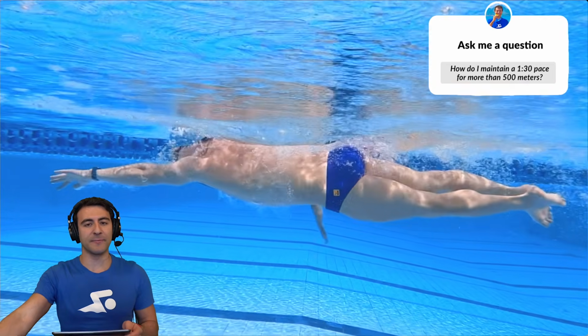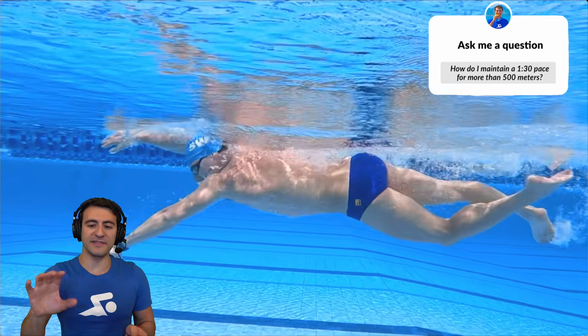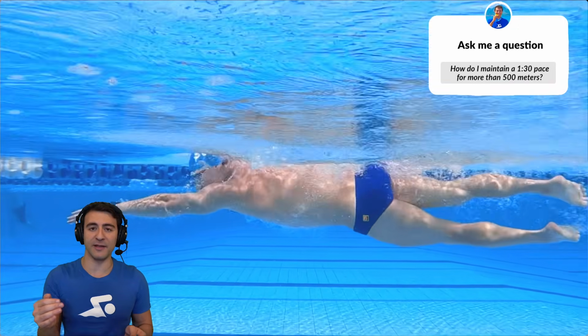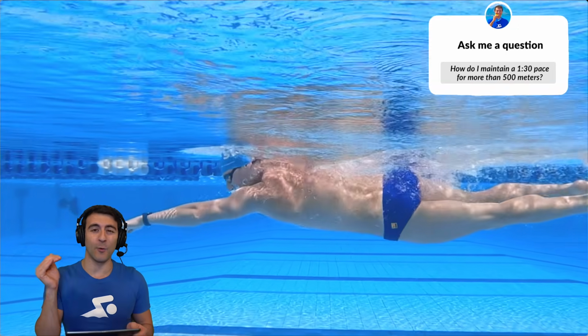But from a training perspective, you actually need to swim much faster than a 1:30 pace in order to hold a 1:30 pace comfortably. So instead of focusing on 500 meters, we need to break it down. We need to do like 5 100s, 450s, and we need to swim at a pace much, much faster than 1:30. I'm talking 1:20 pace, 1:10 pace.